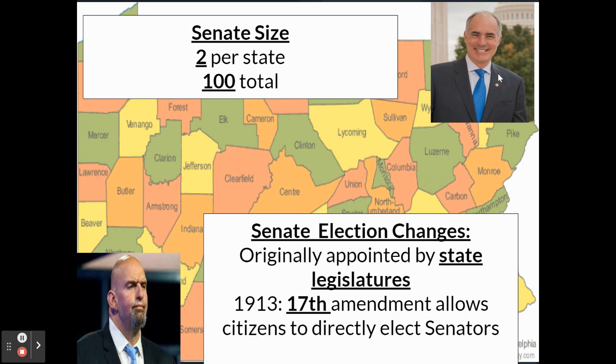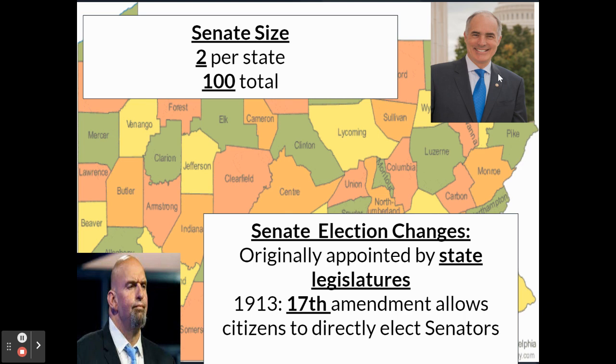That changes in 1913 with the passage of the 17th Amendment, which basically allows senators to be directly elected. So now you have a situation where reps have always been elected by the people, still are, and the senators now, because of the 17th Amendment, have been elected directly by the people since 1913.